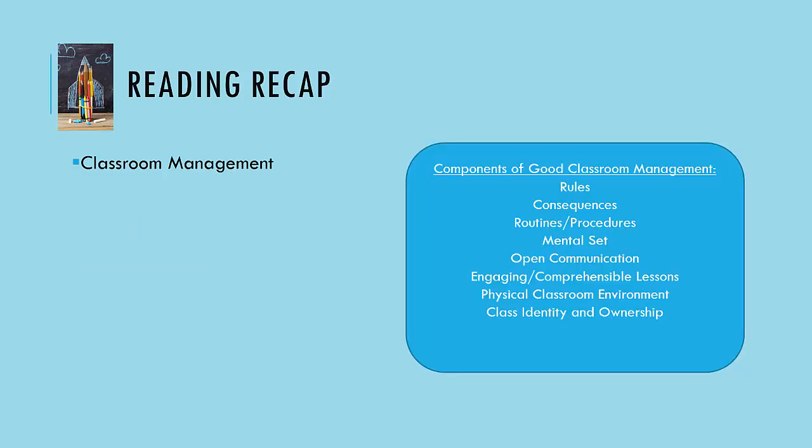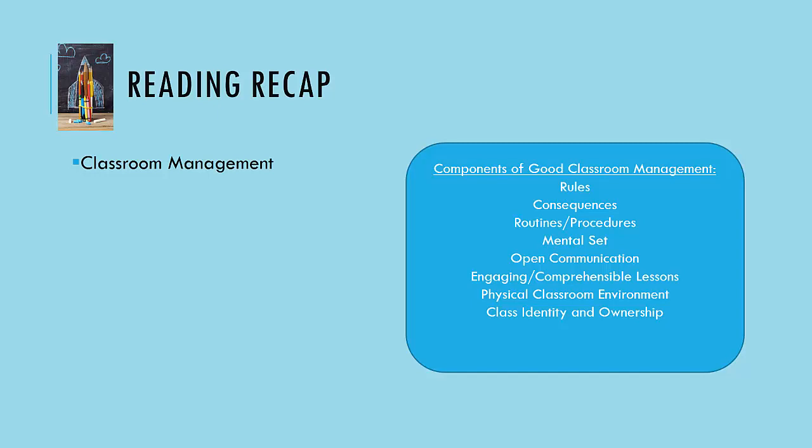When it comes to classroom management, research has shown that there are a lot of components that help facilitate successful classroom management. This book chapter hits on a few of those ideas, and I'm just going to highlight a few of them here for you now. Components of good classroom management include rules, consequences, clear routine and procedures, being mentally prepared and set to teach, having open communication between teacher and students, between students and students, between teachers and administration, and between teachers and parents. Also, good classroom management comes along with engaging lessons that are comprehensible to students.